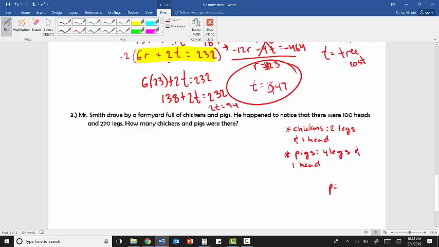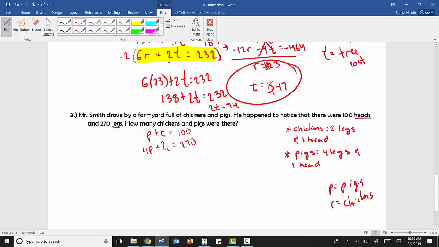Obviously, it probably makes sense to use P for pigs, and we use C for number of chickens. So it doesn't look like it, but there's actually 2 equations in here. And the first one is going to be the head equation. So this one is actually pretty easy because you get 1 head per pig, 1 head per chicken, and there's a total of 100 heads. The next equation is going to be the leg equation. So you get 4 legs per pig, and you get 2 legs per chicken, for a total of 270.